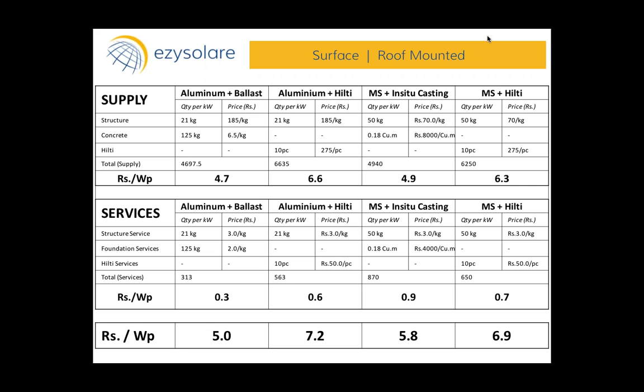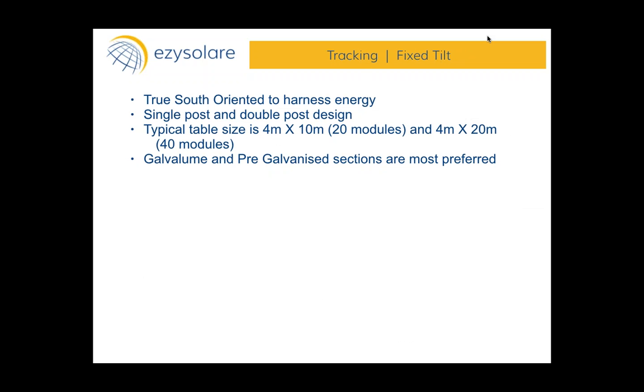So, like we were mentioning earlier, aluminium plus ballast is turning out to be the cheapest option today for doing rooftop structures. Now, we were discussing fixed tilt, and as Gurpreet was mentioning, we basically have two types of tables running: 4 meter, 20 module structures and 40 module structures. We also discussed a little on what kind of sheets are best to be done for hot dip.